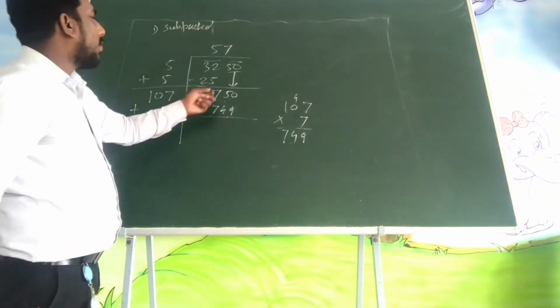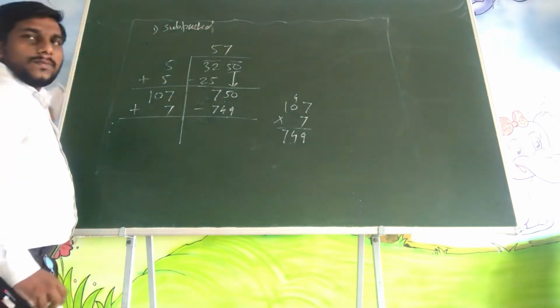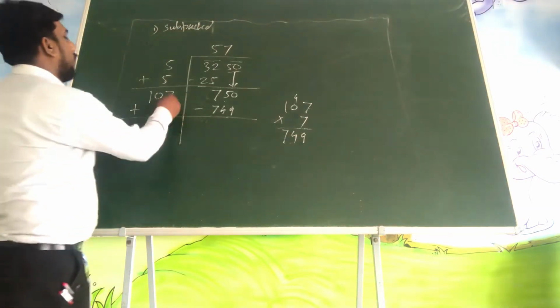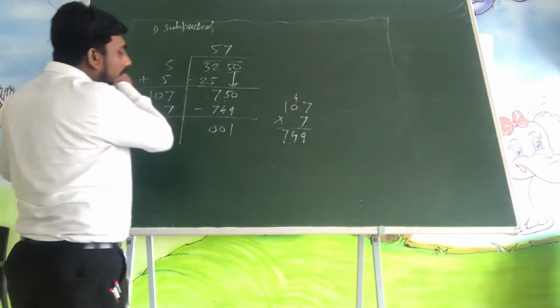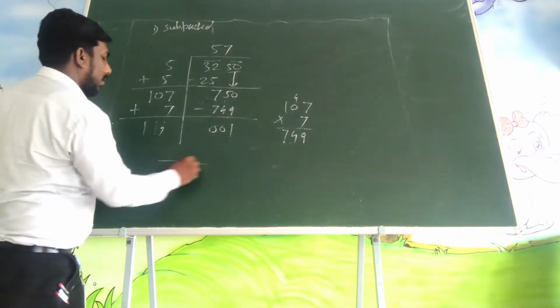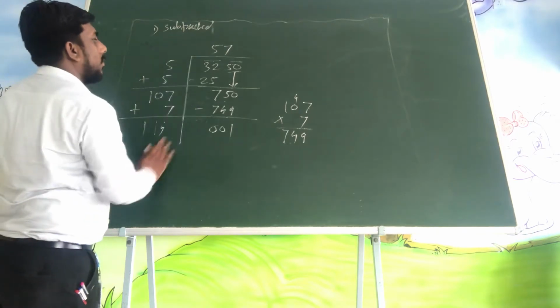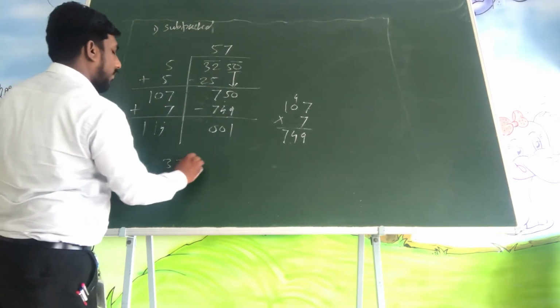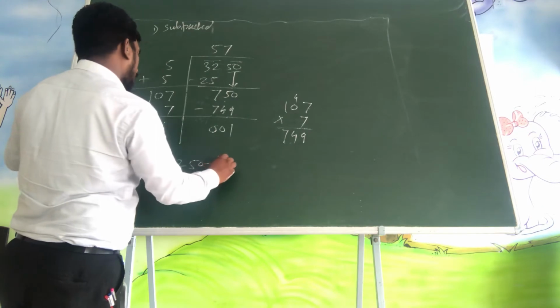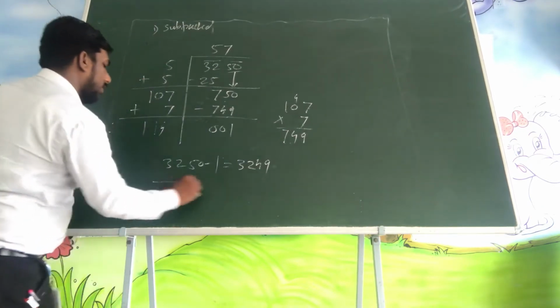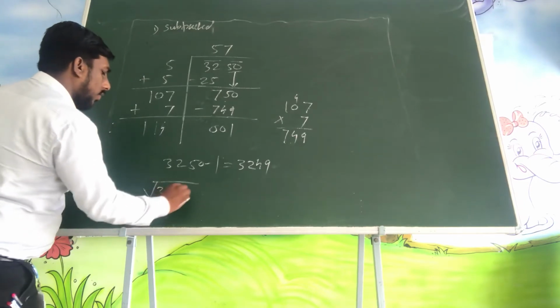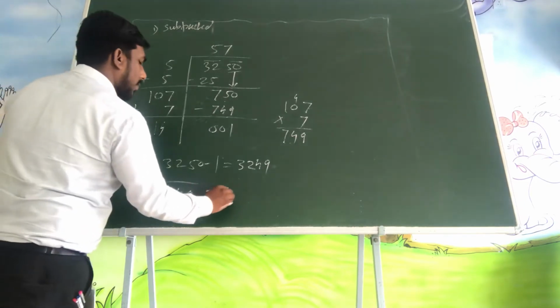It is the nearest number to the 750. So we can do addition 14, 1. Subtraction 0 0 1. So we can find out the square number. We have to subtract this number. 3250 minus 1 is going to come 3249. So we can say that 3249 is a square of 57.